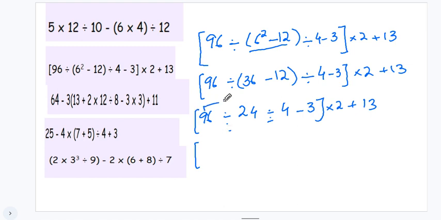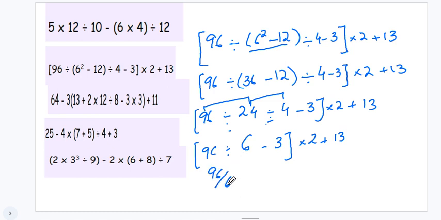Okay, now what we have to do, we have two division signs here. Either you can divide first this or first this, it's the same thing because this is division. So I'm choosing this one because it's easier to divide 24 by 4. That is 4 times 6 is 24, and other things are going to remain the same.